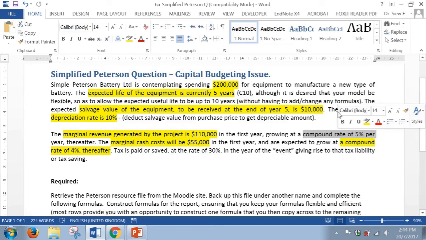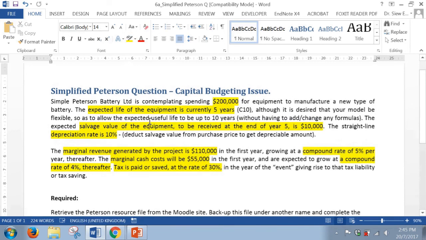So I'm going to highlight those important information. Tax is paid or saved at the rate of 30%. That's another information. As you notice, this question requires knowledge of compound growth, highlighted in this one and this one.